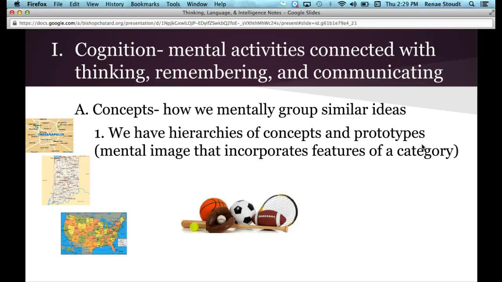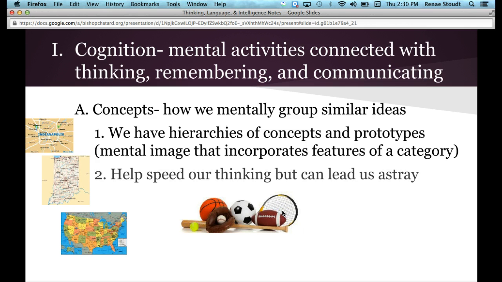Now we also have prototypes within our concepts. Prototypes are this mental image or this picture that incorporates the features of a specific category. So obviously within sports, when you think of sports in your head, you can think of your brain as being kind of like this Google images of all of what your prototypes are of that particular concept of sports. So maybe you have something like I have a picture here of all of these different sports equipment, okay? Maybe, for example, you think of a particular kind of person or a particular specific person that goes along with a sport, okay? So concepts can be helpful, and they can help speed our thinking if we group and generalize things, but it can also lead us astray.